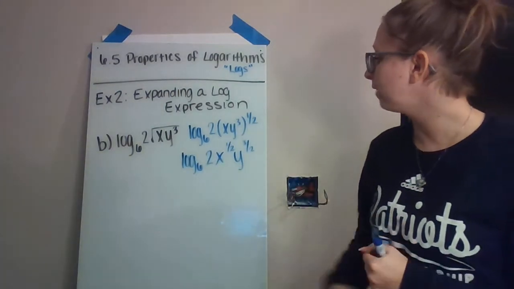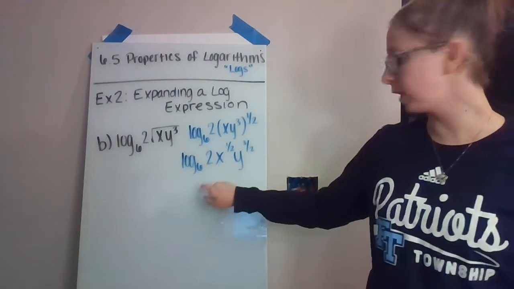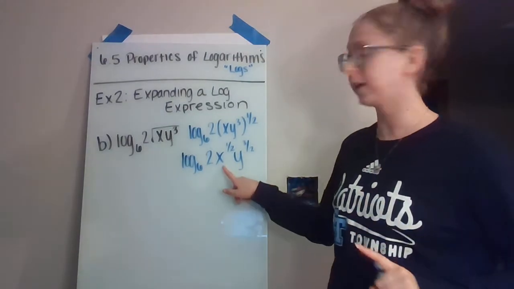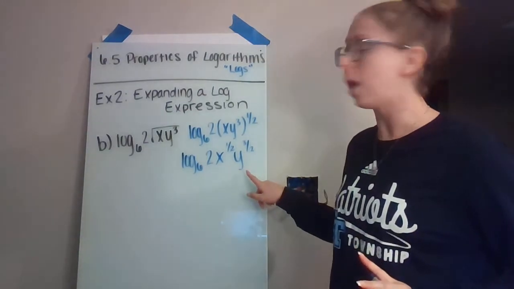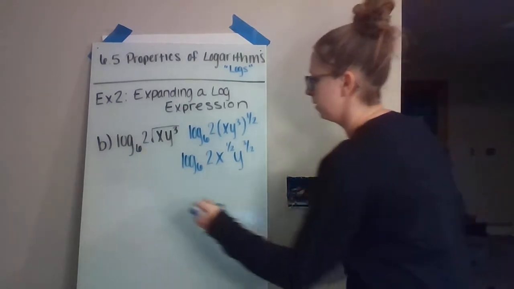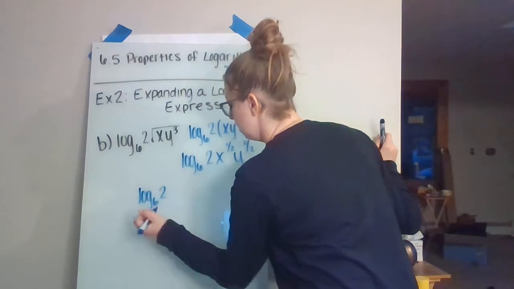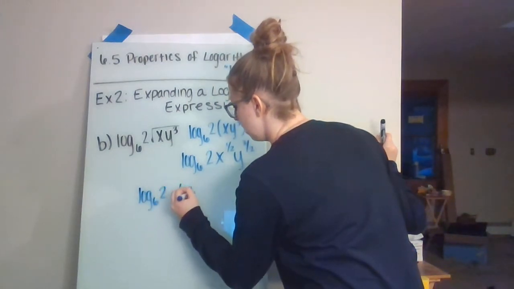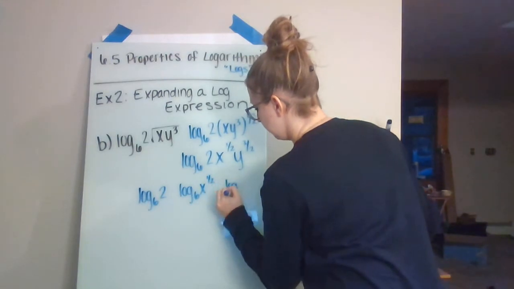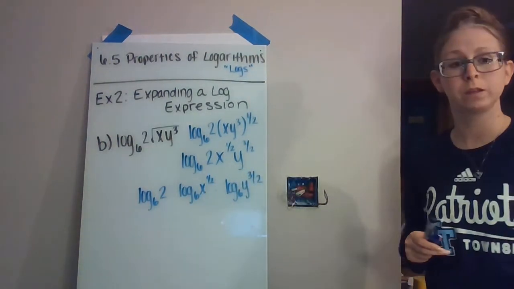So after the log, I have the 2, which is 1, because remember the base is attached to the log. So I have 2, which is 1, x to the 1/2, which is 2, y to the 3/2, which is 3. I have 3 things, I need 3 logs. Log base 6 of 2, log base 6 of x to the 1/2, log base 6 of y to the 3/2. I split all of those up.